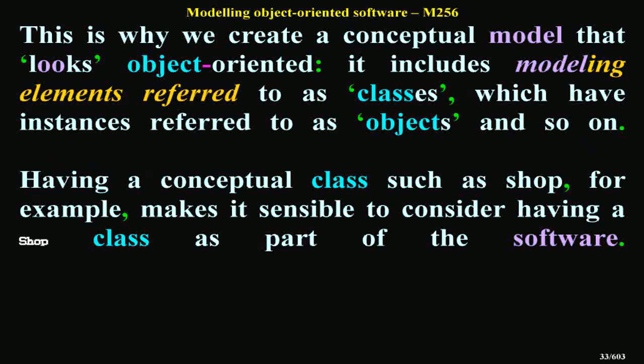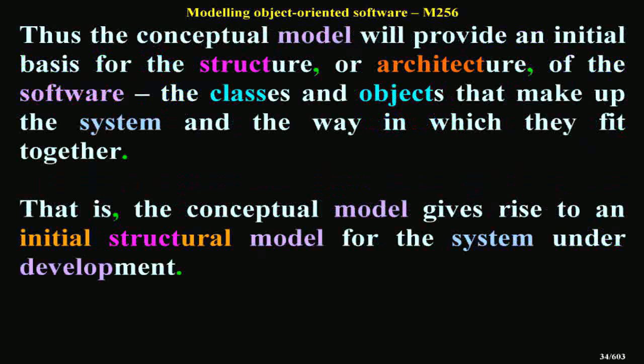Having a conceptual class such as shop, for example, makes it sensible to consider having a class as part of the software. Thus the conceptual model will provide an initial basis for the structure, or architecture, of the software, the classes and objects that make up the system and the way in which they fit together. That is, the conceptual model gives rise to an initial structural model for the system under development.